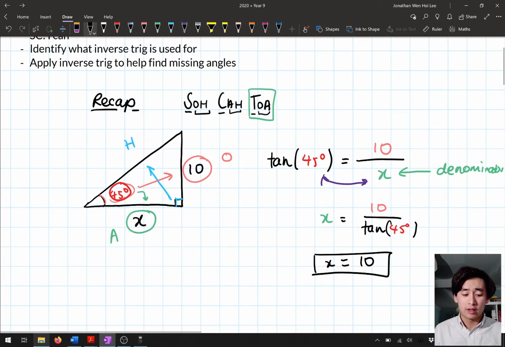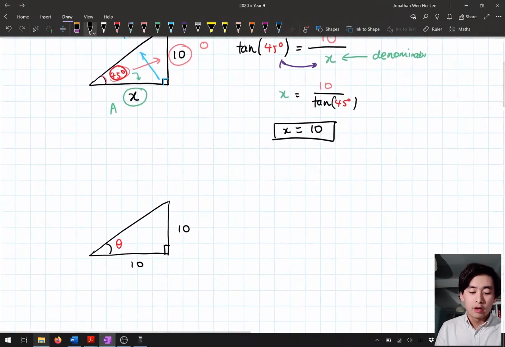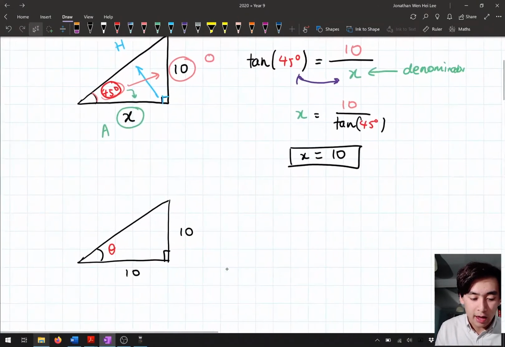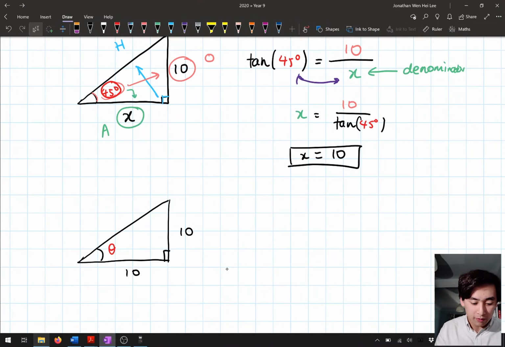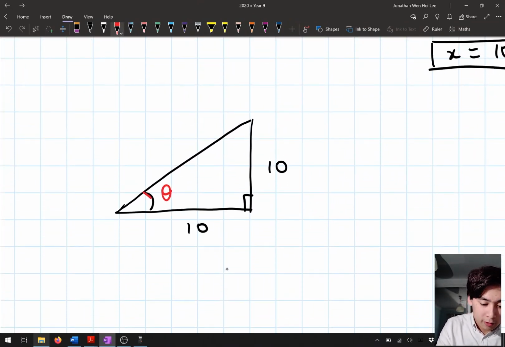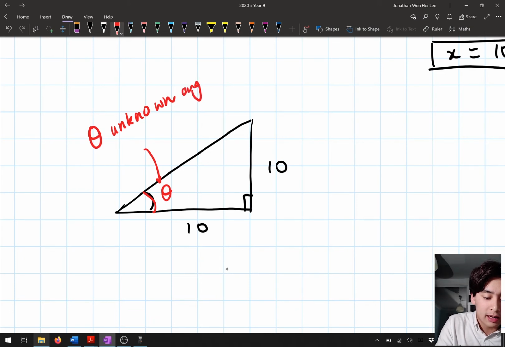Let's have a look at this triangle over here. You might be given a triangle where, instead of having the angle given to you, you have a missing angle. On the bottom left, this angle here, I've written a theta. If you remember, theta is the Greek letter that represents angles, and here theta is just an unknown angle. I don't know what the size of that angle is, but I have the two other sides of my triangle.